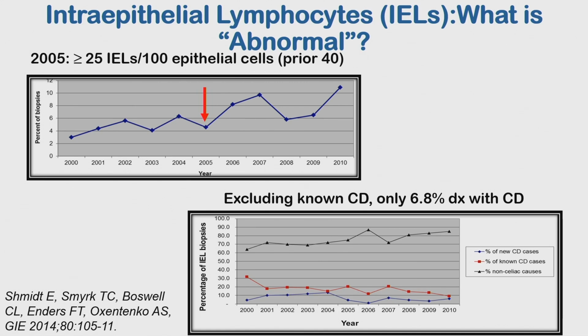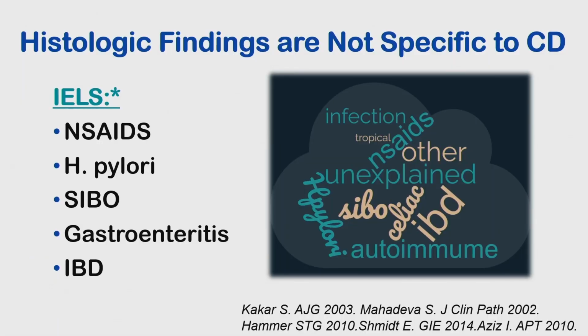Yet 10% of patients with this finding do not have celiac disease, 10% of the population, I would say. If you look at the lower graph, when you exclude those patients with known celiac disease, very few of the patients who have this histologic finding actually have celiac disease, which makes it very challenging clinically, because that histologic finding could be a number of very common things.